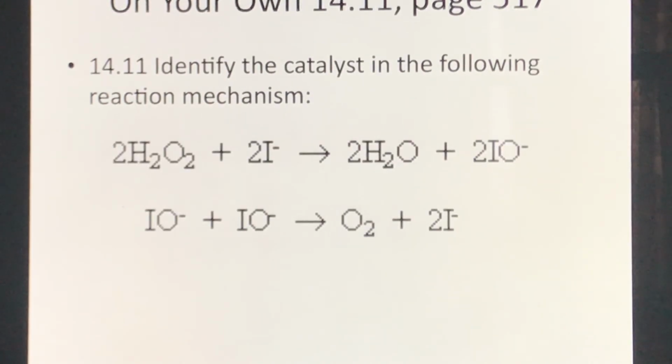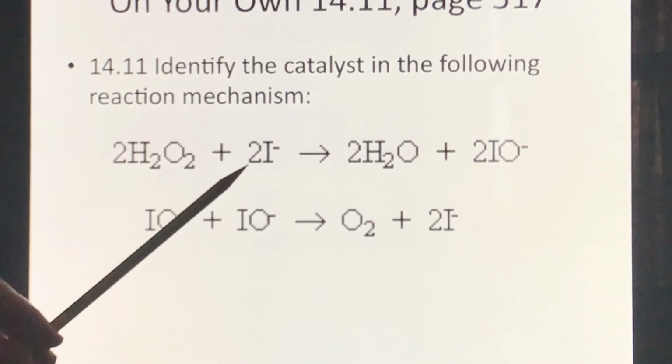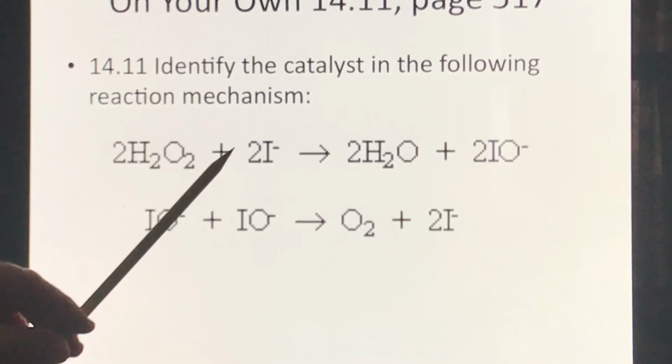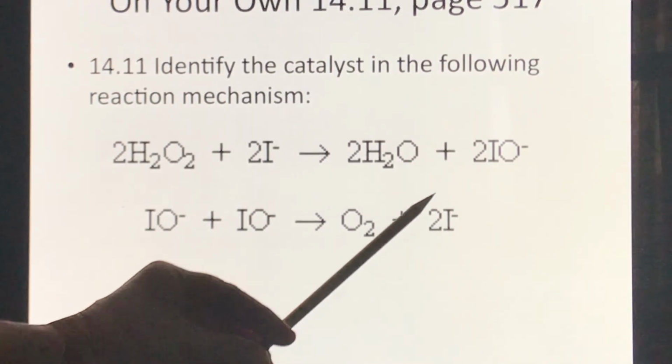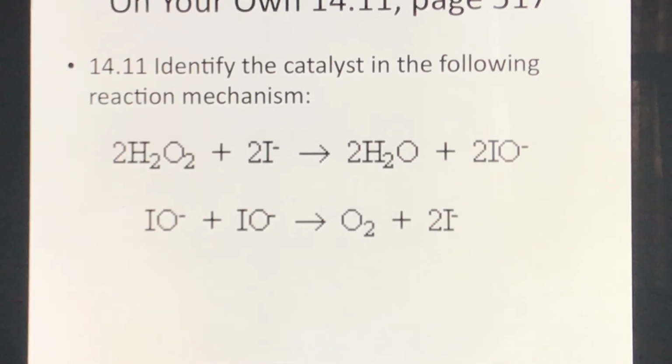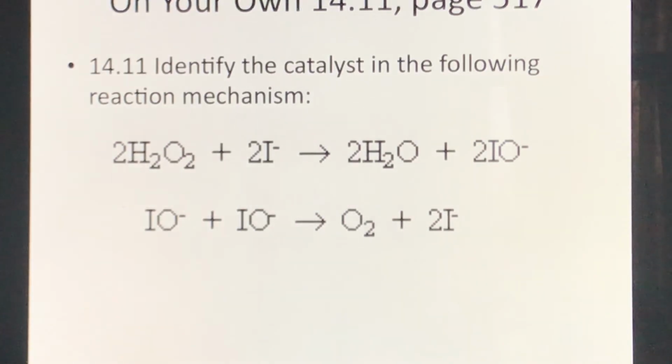All right, identify the catalyst in the following reaction mechanism. So again, we see the hydrogen peroxide here. This is an iodine ion, and you notice that you have the same amount of this iodine ion at the end of the reaction pathway. So this would be your catalyst, and this would be a homogeneous catalyst.